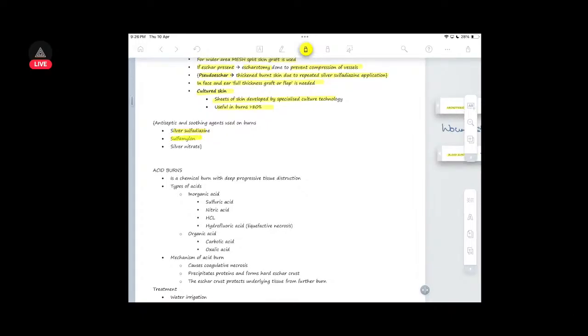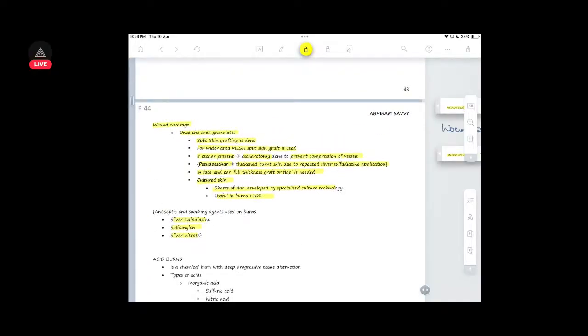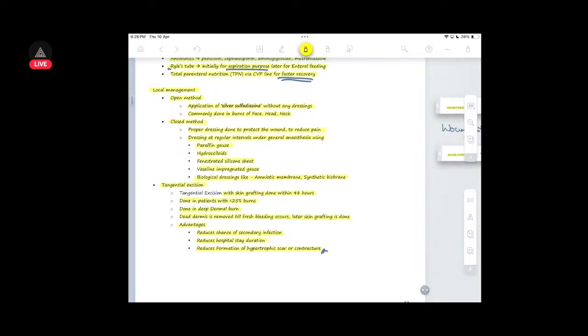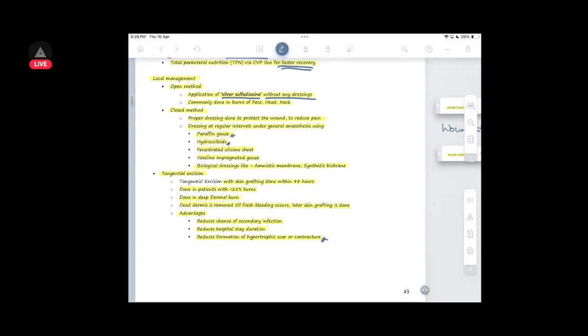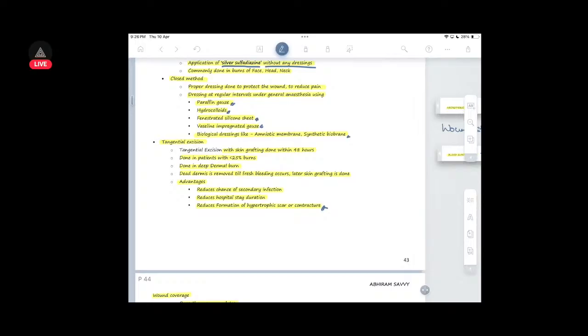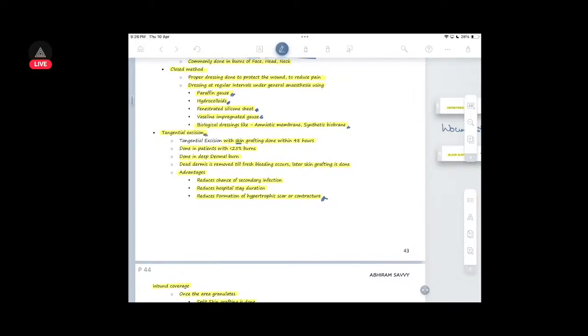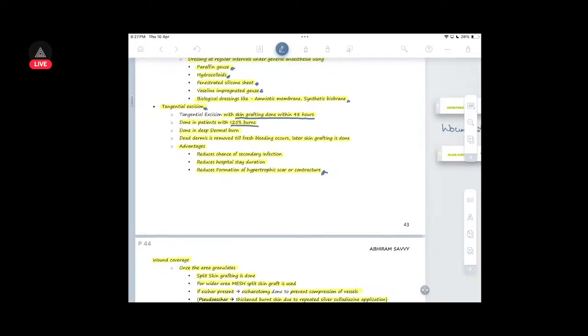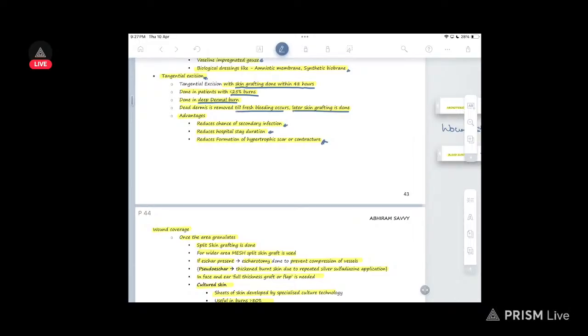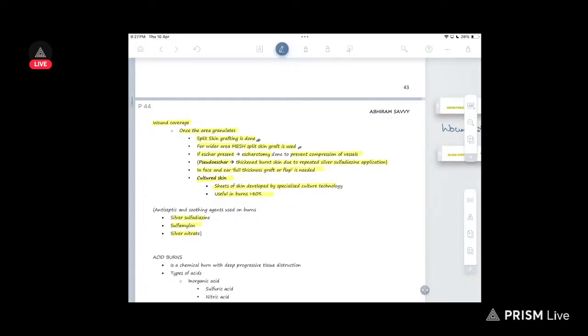Okay, sulfasalazine: you give silver sulfadiazine and silver nitrate. Sulfasalazine without any dressing. Paraffin gauze, hydrocolloids. Tangential excision, you have skin grafting done within 48 hours. Later skin grafting is done. This is chance of secondary infection. This is hospital duration stay. Split skin grafting is done. Mesh skin grafting is done.